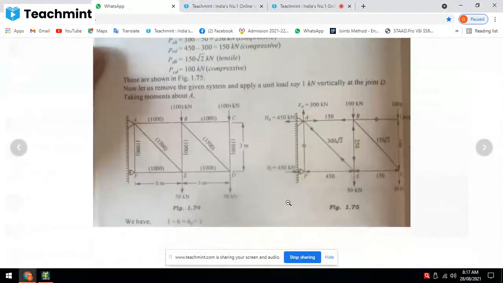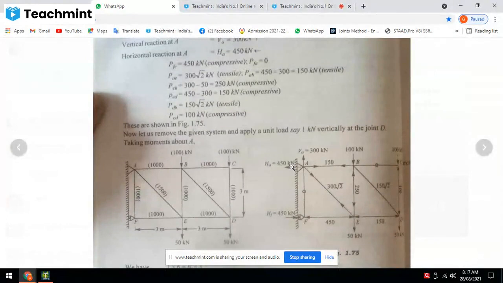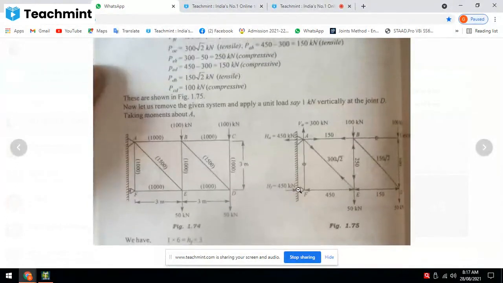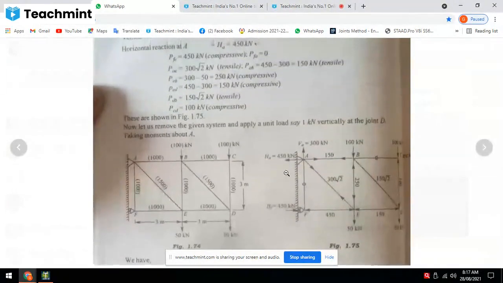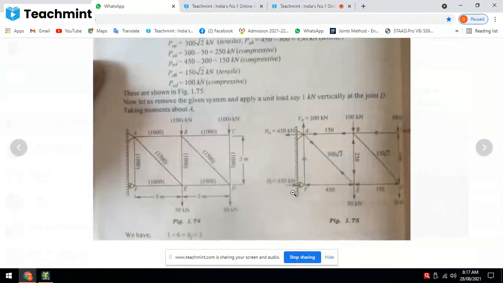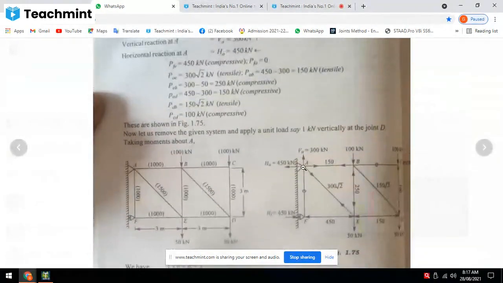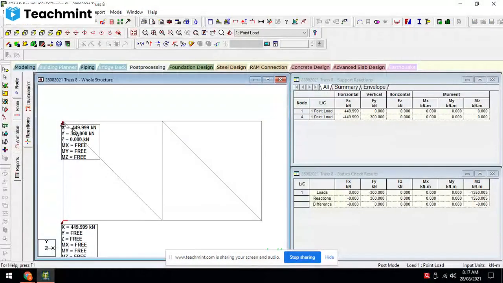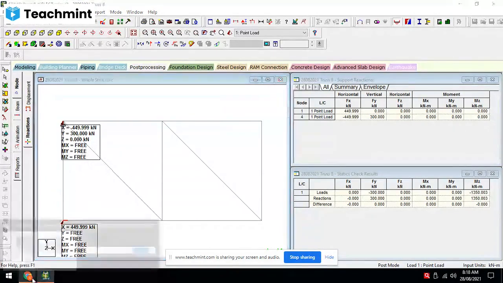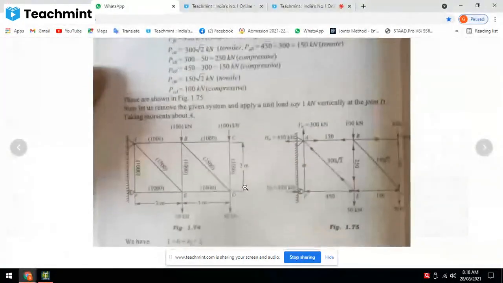Horizontal reaction, you can see 450, one is plus, second is minus, because they must be in equilibrium. If one reaction goes to the left, the other reaction must go to the right, otherwise it will not be in equilibrium. So the system must be in equilibrium. At point F, 450 is towards the right, at point A towards the left, and the vertical reaction is 300. Yes, we got the same. 449.999, that is 450. Fx horizontal is 450. At top you can see a negative sign, at bottom a positive sign. Okay, and Fy is 300. Whether the support reaction values are matching, yes or no?